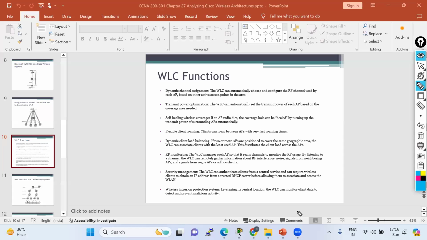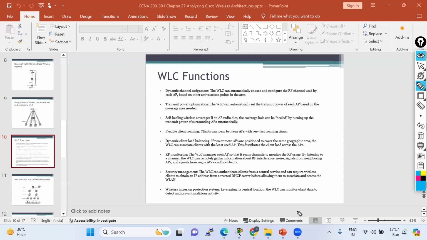They also act as an intrusion prevention system, a wireless intrusion protection system. Leveraging the central location, the WLC can monitor client data and detect potential malicious activity. Like a firewall, your data is protected if any malicious content or malicious activity comes from the network. So these are the key functionalities of the WLC.